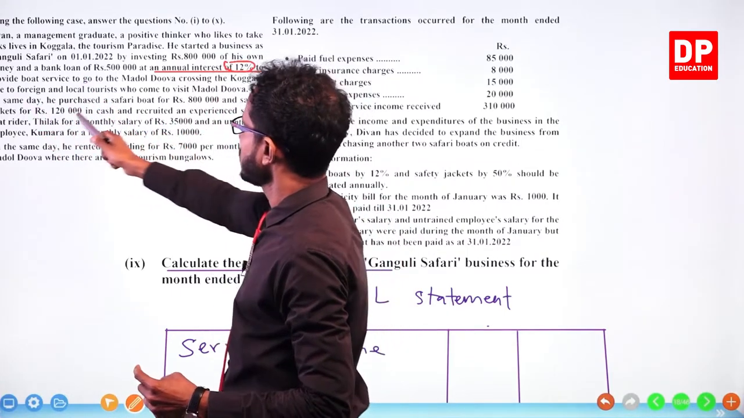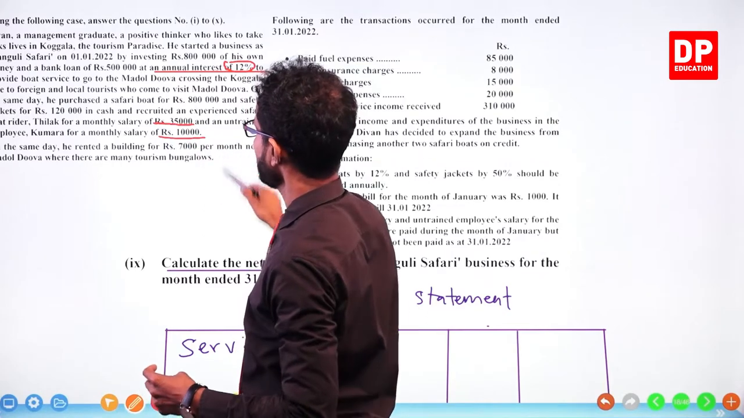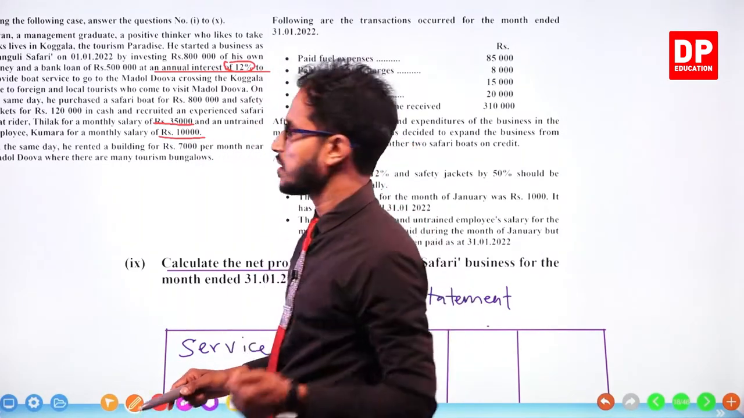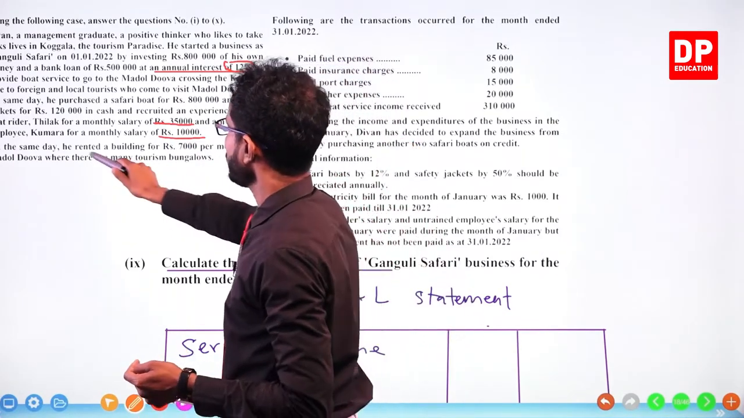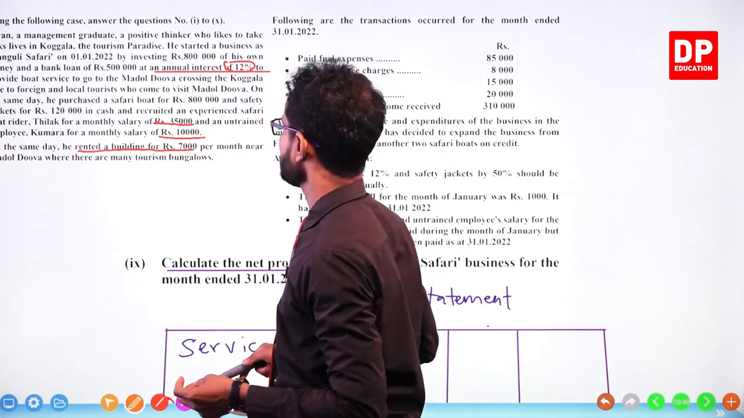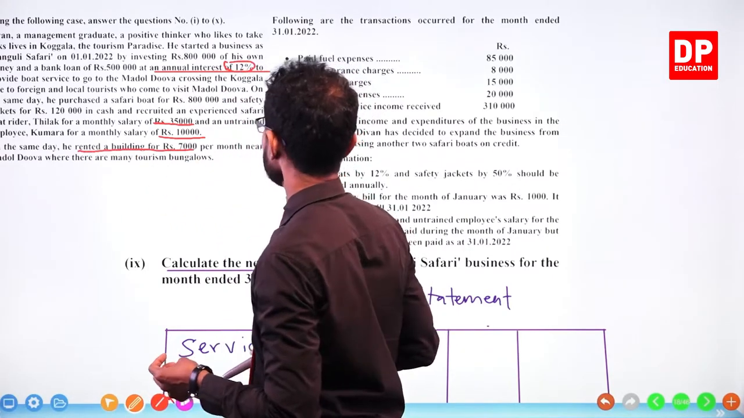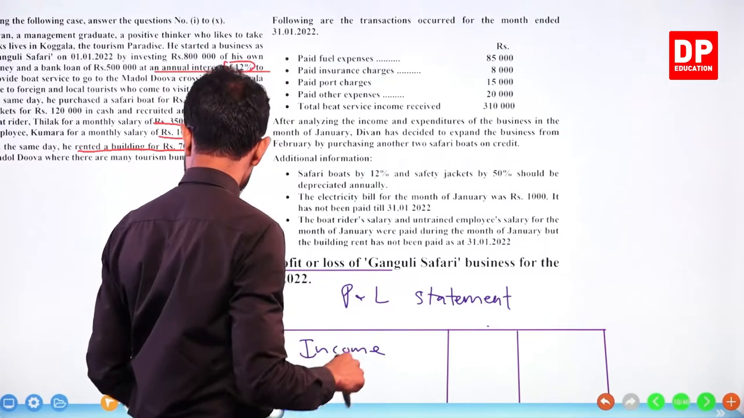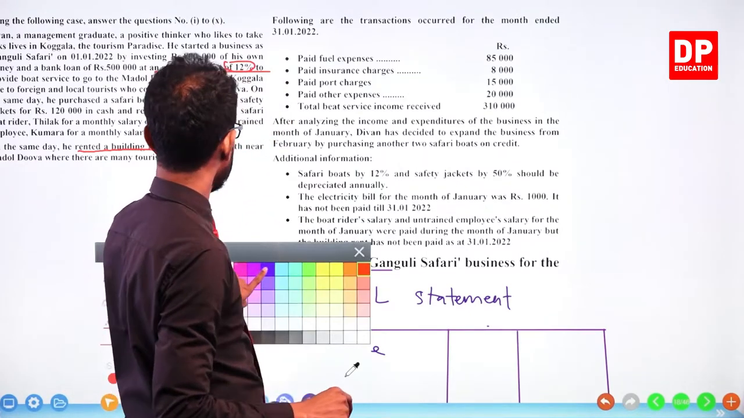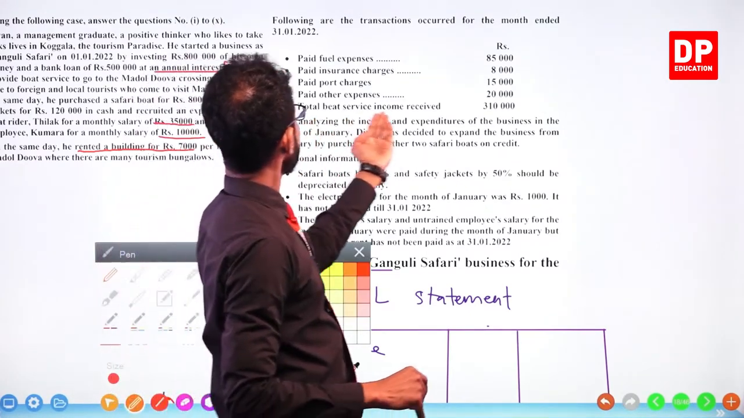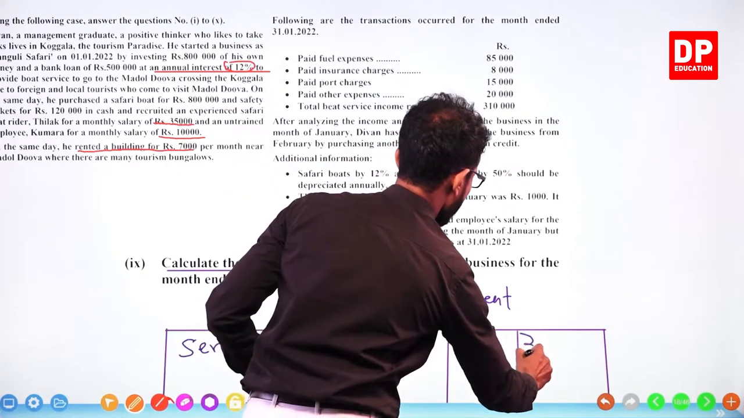Cash. Salaries should be remembered. Don't forget salaries. Rent also should be remembered. 7,000. Okay, good. Now, let's put the service income first. Service income, 310,000.